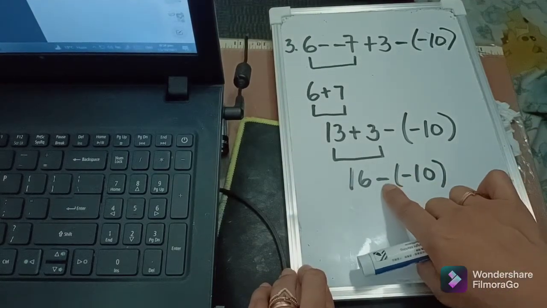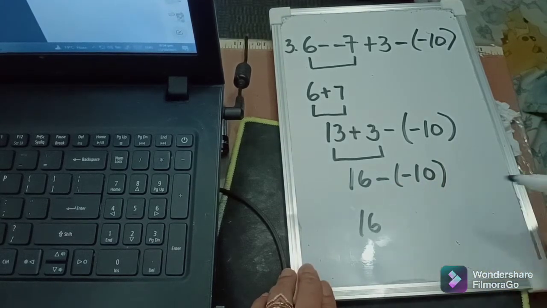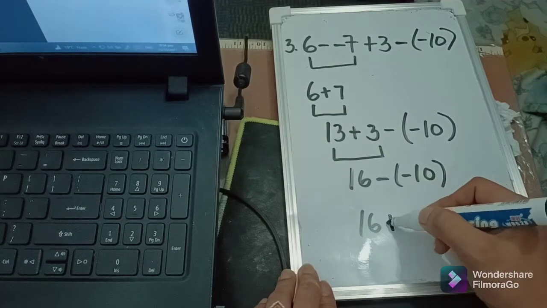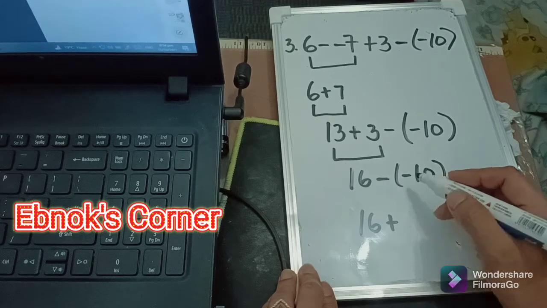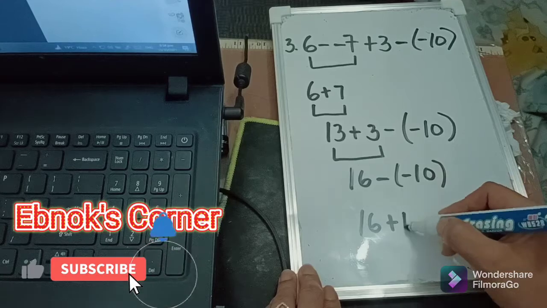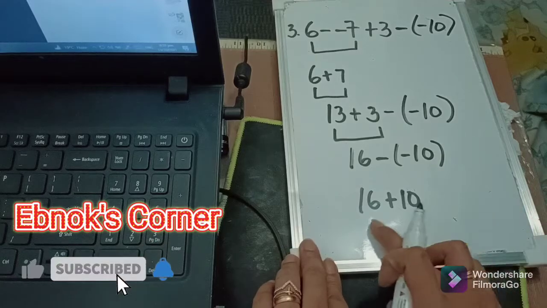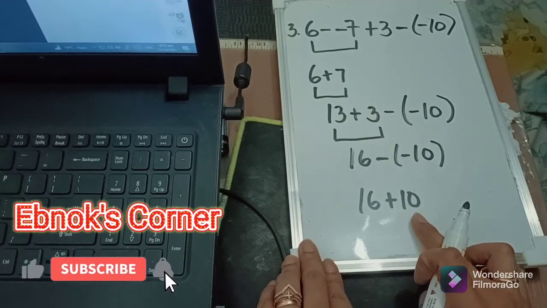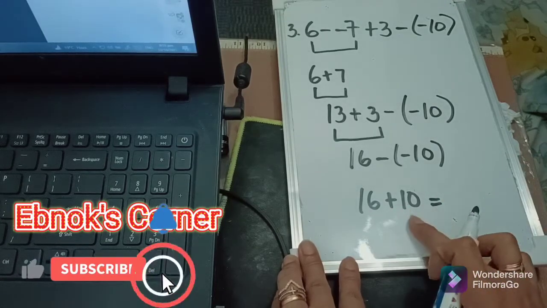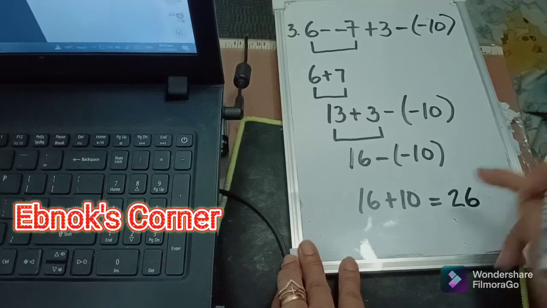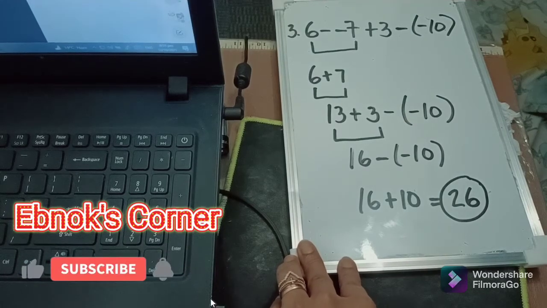KCC applies because this is minus. Okay, KCC, K means keep the first integer. C, change the operation. The next C, change the sign of the second integer. So this is negative, it becomes positive. Okay, there you go. They are both positive. So what do we do when the integers have the same sign? We simply add. So 16 plus 10, that's 26. They are both positive. So our answer is positive 26. Okay.